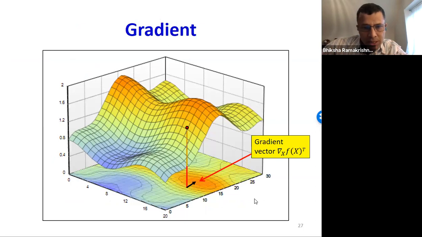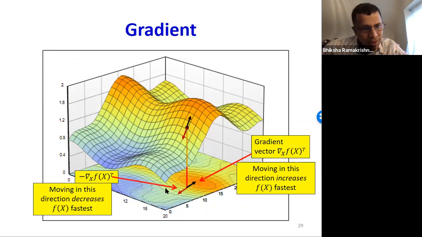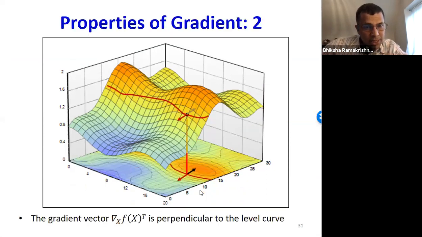Which takes us to this property here. This is the gradient vector. Moving in this direction increases f of x fastest. Moving in the opposite direction, minus the gradient, decreases f fastest. And of course, at the turning points, the gradient is going to be 0.